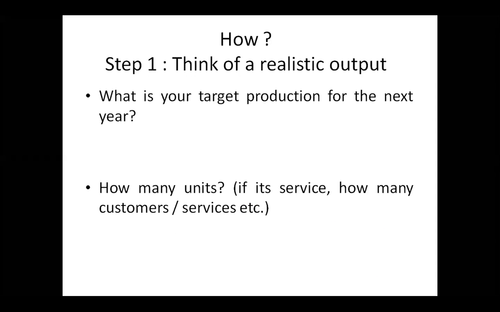Okay. So I think we will do this in the next 5 minutes only because you all understand costing. How do you do costing? Step 1. Think of realistic output. Think about what would be your realistic output. What would be your target production? How many units? If it's a service, try to think in terms of customers or services.